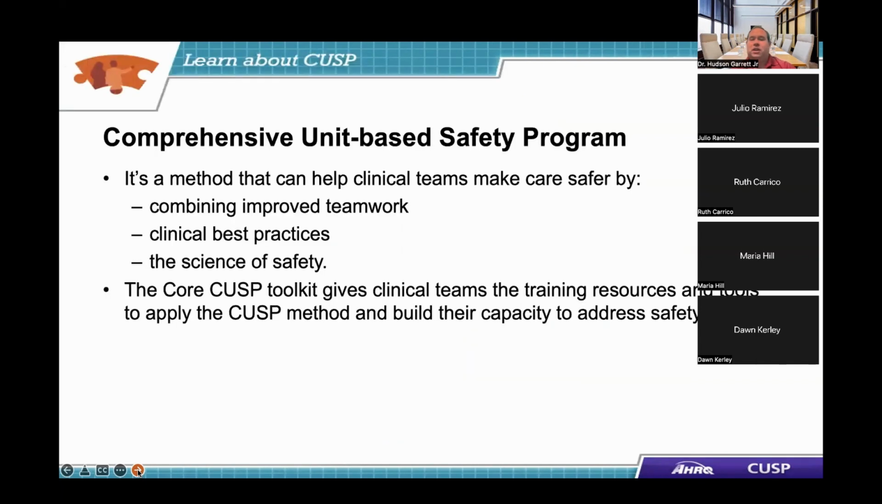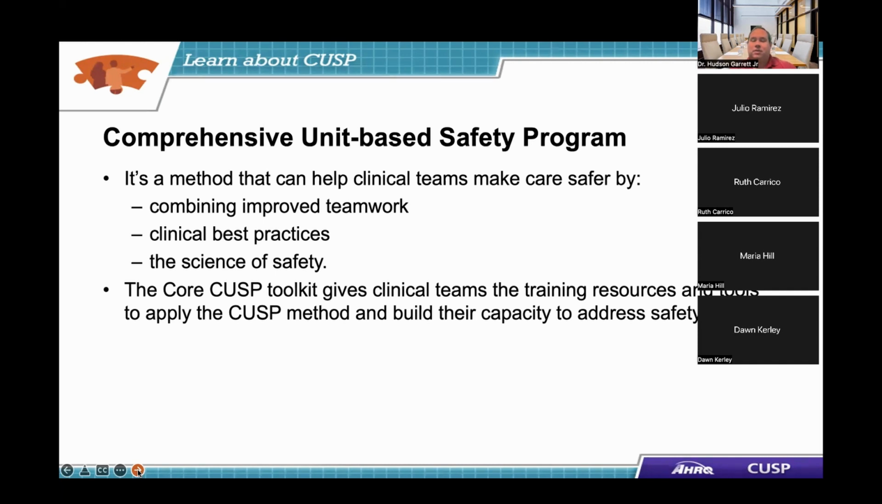But let's start with the definition of what CUSP stands for. It stands for Comprehensive Unit-Based Safety Program. Now that sounds like a big name, but all it essentially means is go to the place where the work is done, which is the frontline clinical teams, and give them the tools, the resources, the autonomy, and frankly, the executive support to actually do the work correctly, right? What a novel concept, but we don't do this well in healthcare, especially here in the US.